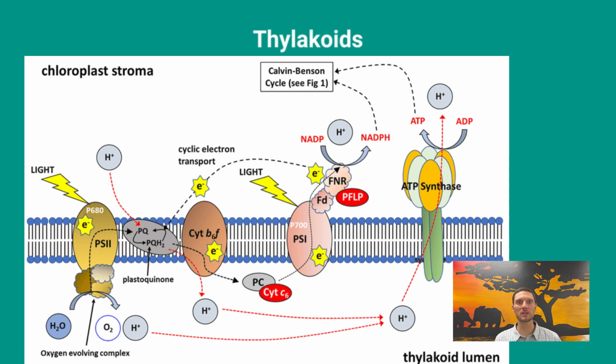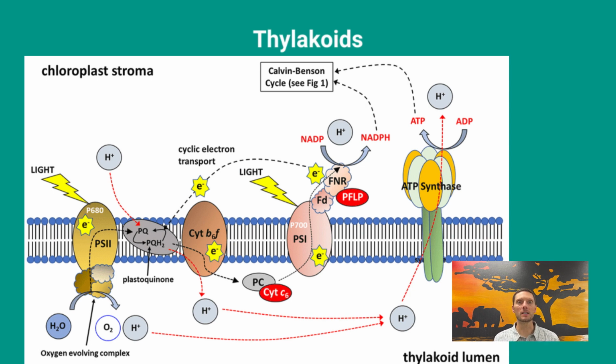Photosystem 2 splits water in the lumen. Plastocyanin and the cytochrome b6f complex use electron energy to pump protons from the stroma to the lumen. Plastocyanin transfers electrons from the b6f complex to photosystem 1. Photosystem 1 absorbs light to be able to produce reduced NADP in the stroma.